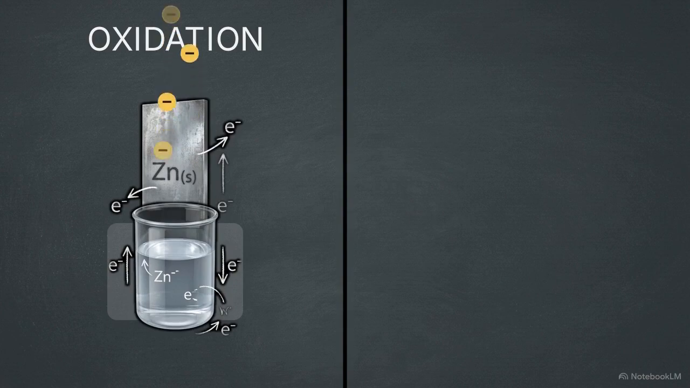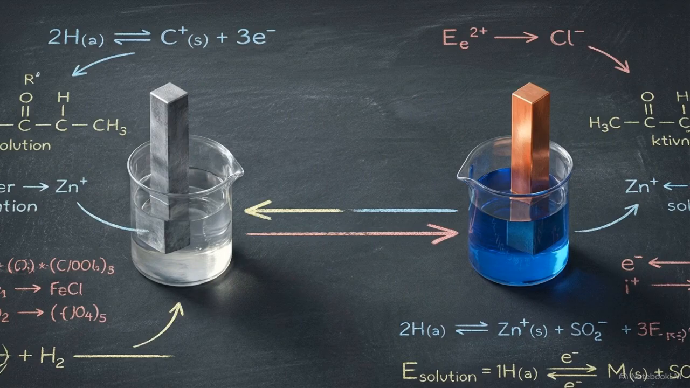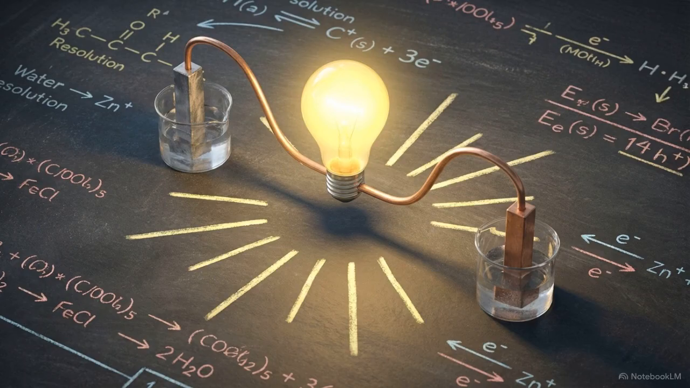We separate the zinc losing electrons, the oxidation half reaction, from the copper gaining electrons, the reduction half reaction, into two distinct environments. By separating the metals, the electrons can no longer jump directly across an atomic gap. We force them to travel over a macroscopic distance to reach their destination. That required transit is what converts the chemical potential energy into harnessable electrical work.